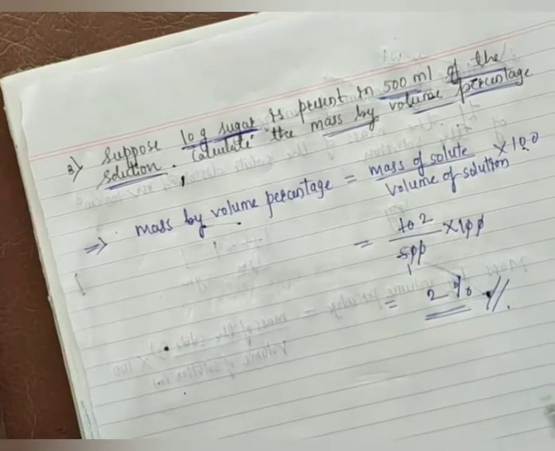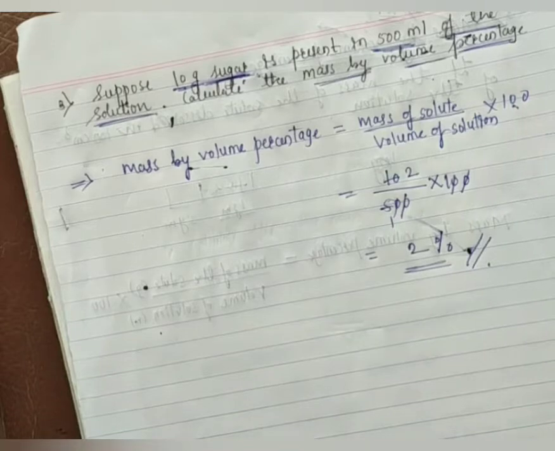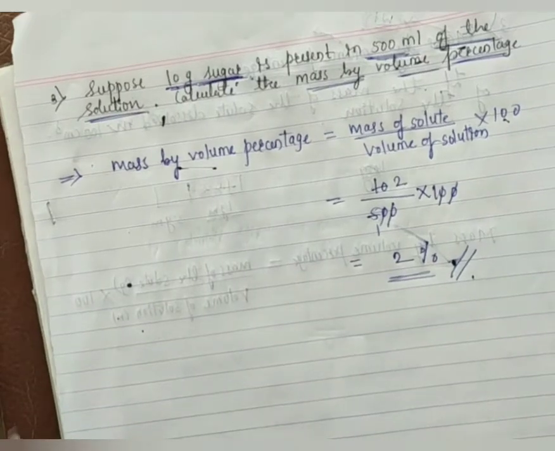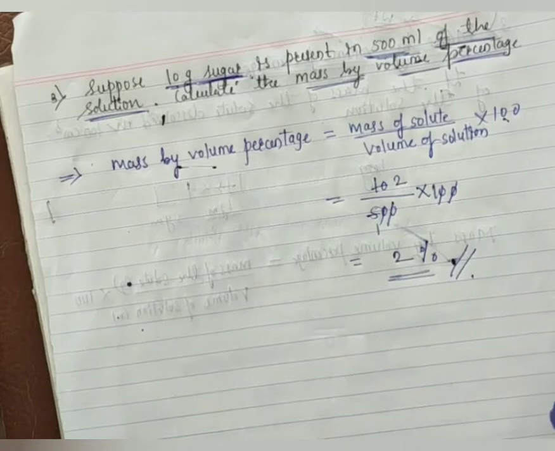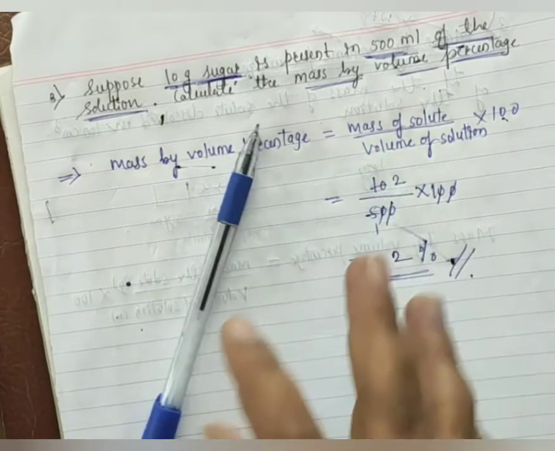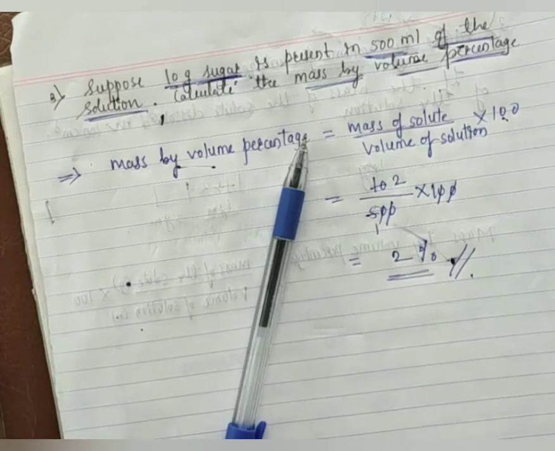So in my next class I will tell about other methods which can express the concentration of a solution. That will be the parts per million method, after that mole fraction, and also one more method which gives the concentration of your solute, that is molarity. So in my next class I will tell about mole fraction, molarity, molality, and also parts per million, and we can solve different problems there.